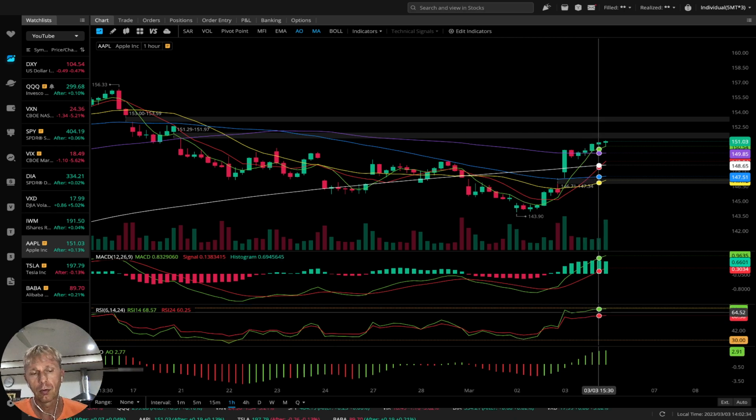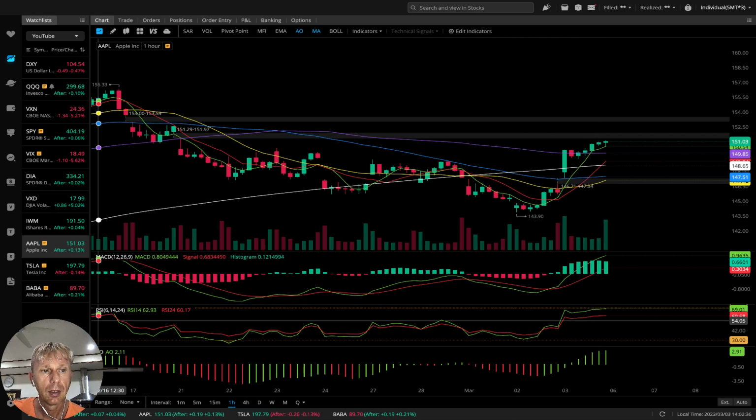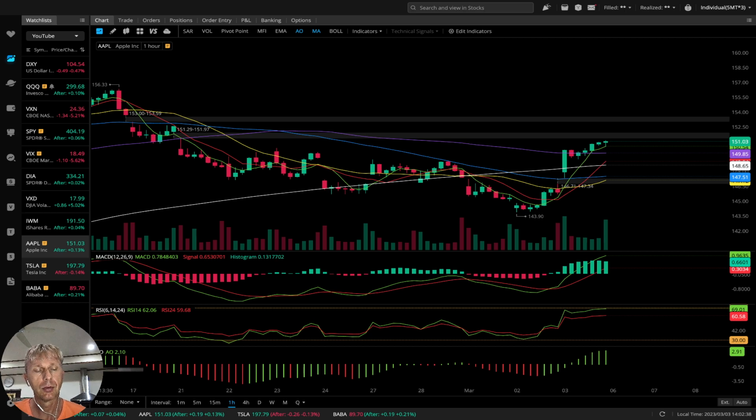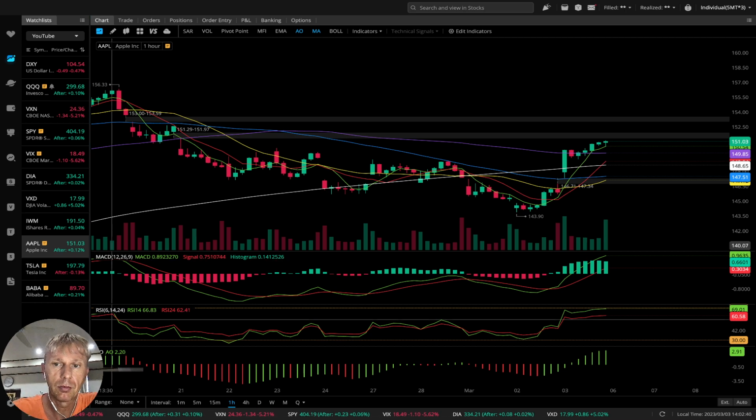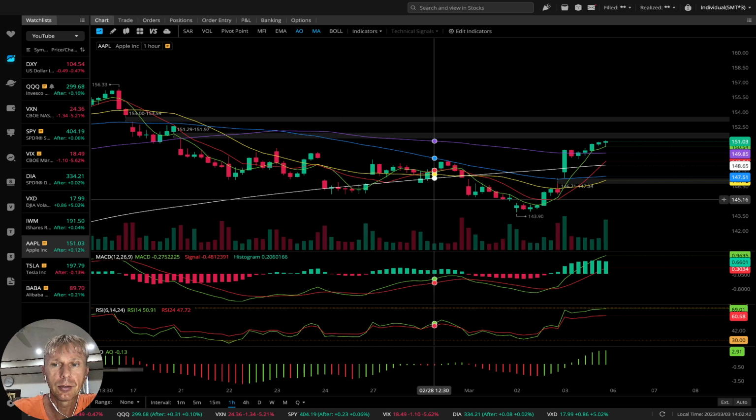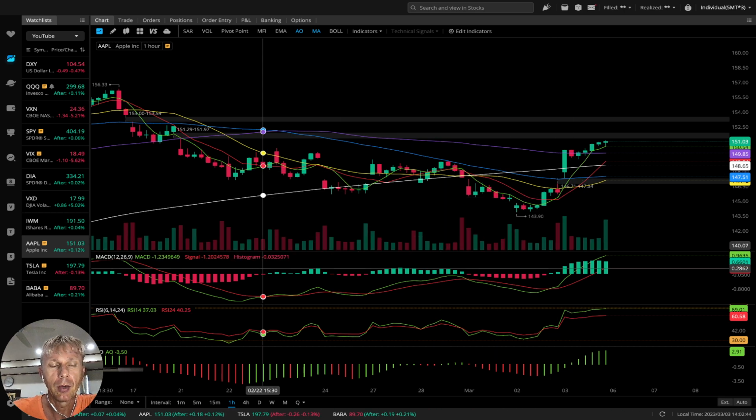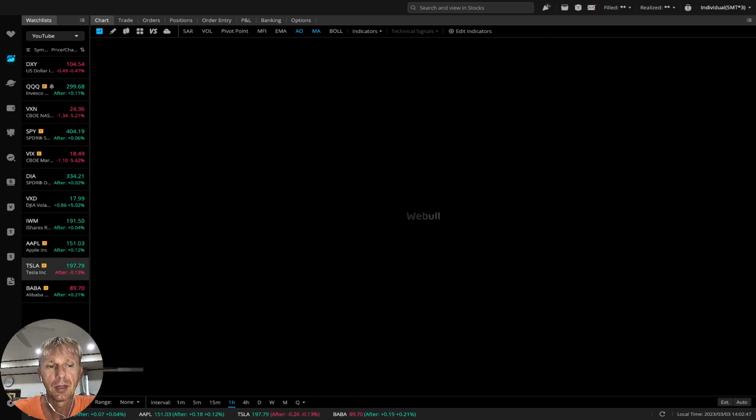RSI very close to overbought territory. Apple bullish on all indicators, on all time frames. That's nice. Yesterday it was bearish on all indicators. Today is bullish. One day change, completely changed direction for Apple.